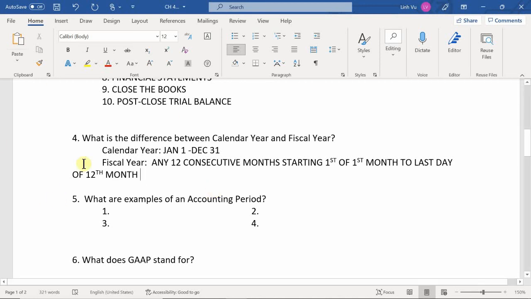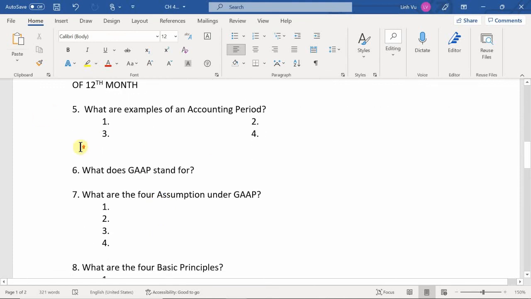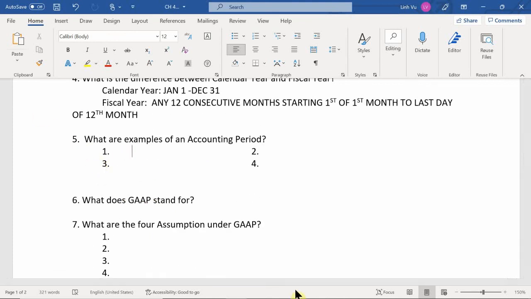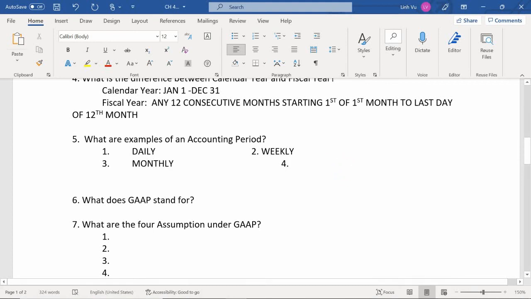Number 5, okay, what are the examples of an accounting period? Daily. Daily, right? You could close your books every day. What else? Weekly. You could do it every week. Monthly. You could do it every month. Yes, you can. Annually. And you could do it at the end of every year. Correct.